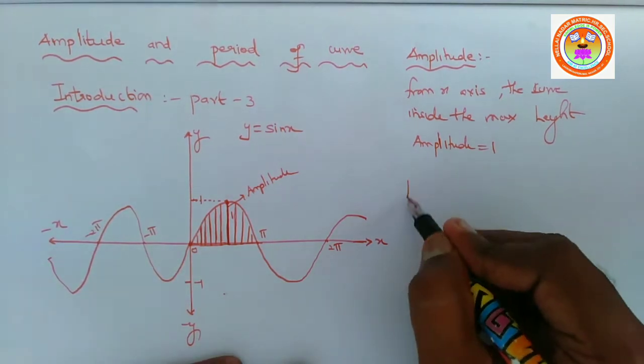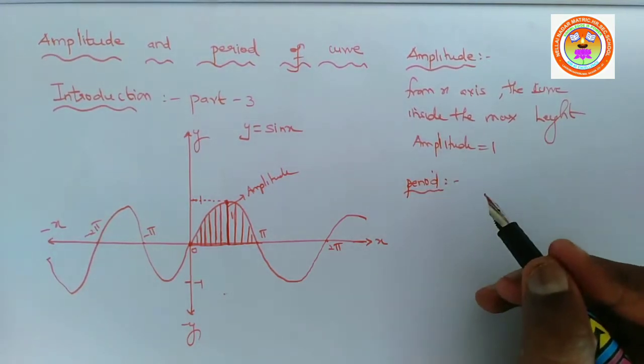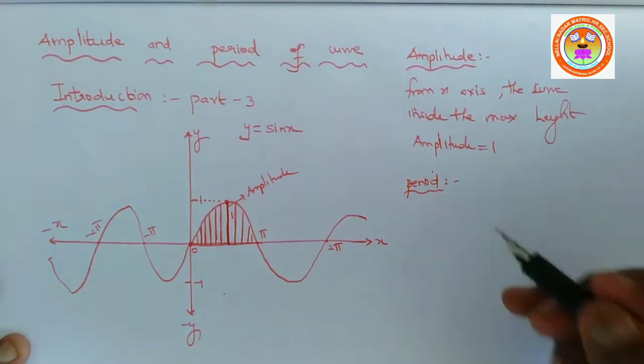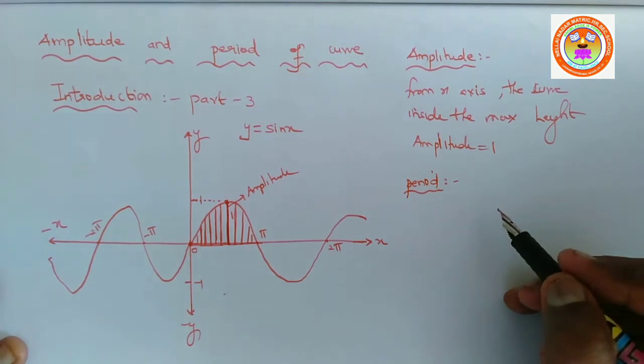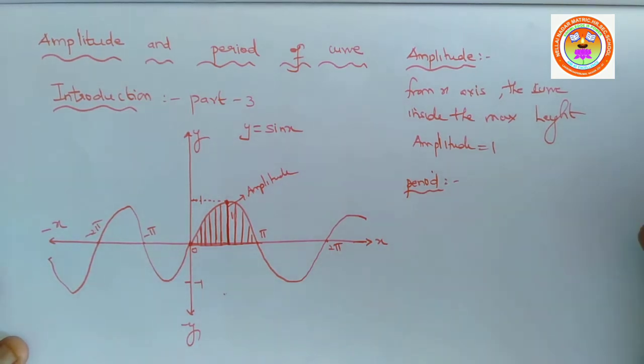Next I am going to take period. What is meant by period? The period is nothing but the cyclic process repeating again and again. For example, in our school, the class hour is 40 minutes. One class takes 40 minutes, another class is 40 minutes, another class is 40 minutes. So the 40-minute class is nothing but a cyclic process.